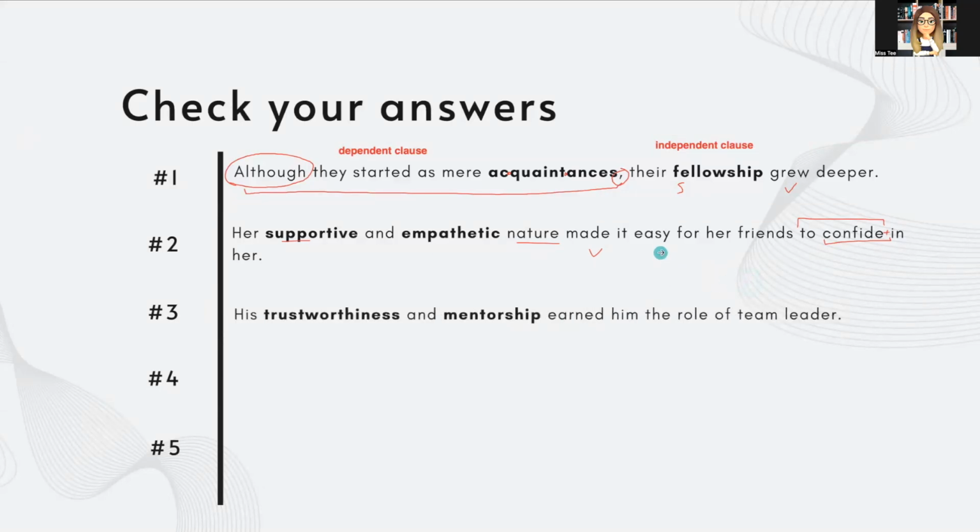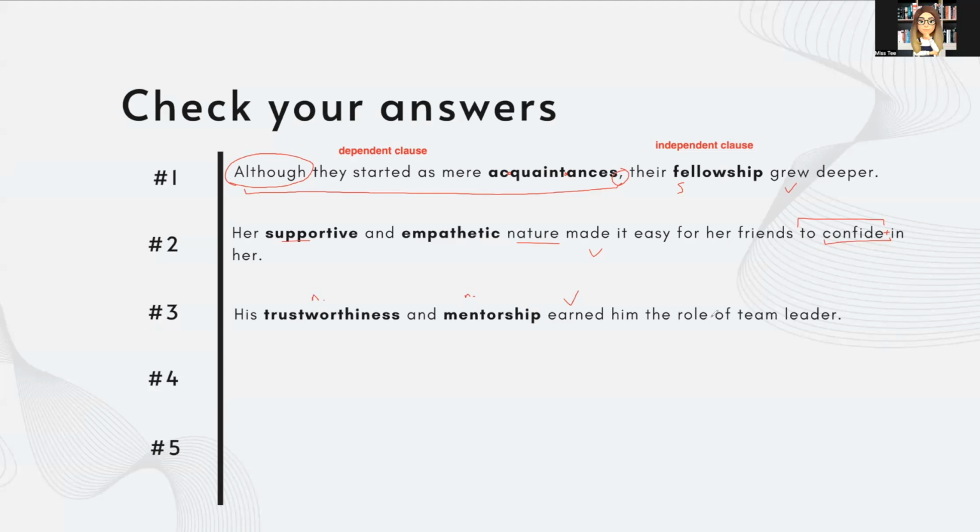Number 3, his trustworthiness and mentorship earned him the role of team leader. So again, we don't need any commas or anything like that. Very similar to number 2, we have our possessive adjective, and then instead of having adjective plus adjective and then noun, like up here, we actually just have noun plus noun, verb. Earned him, possessive noun, the role of team leader.